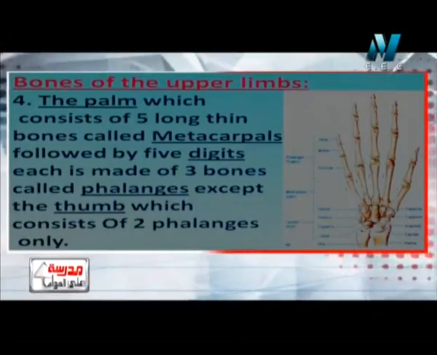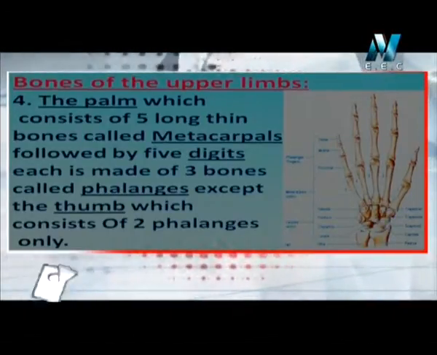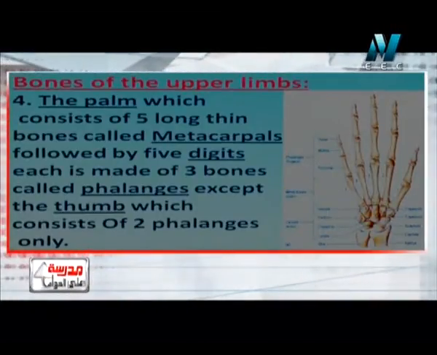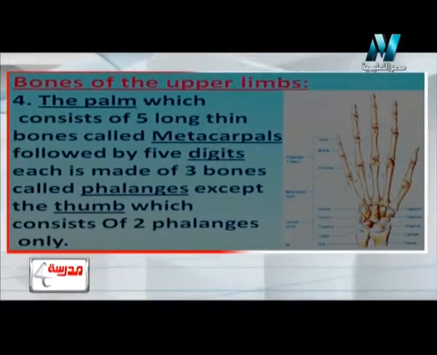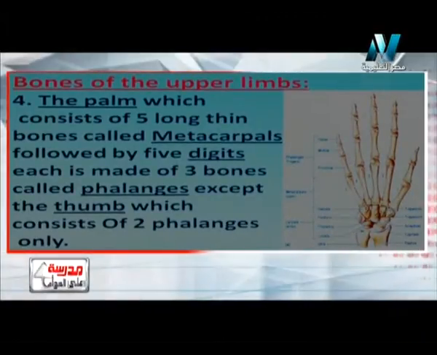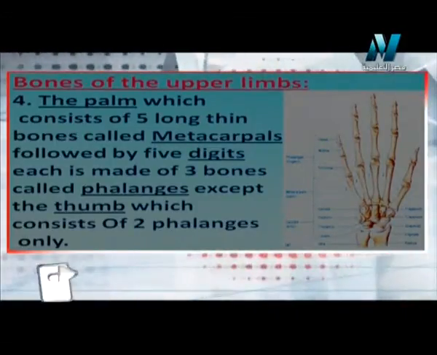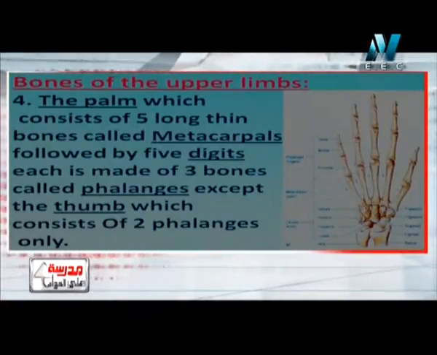And these are the bones of the palm. They are 5 bones, called metacarpals. Carpals for the wrist, metacarpals for the palm. They are connected with 5 fingers. Each finger consists of 3 phalanges.